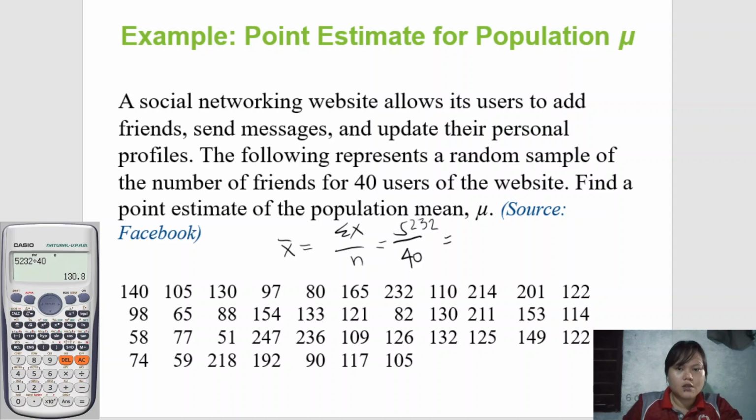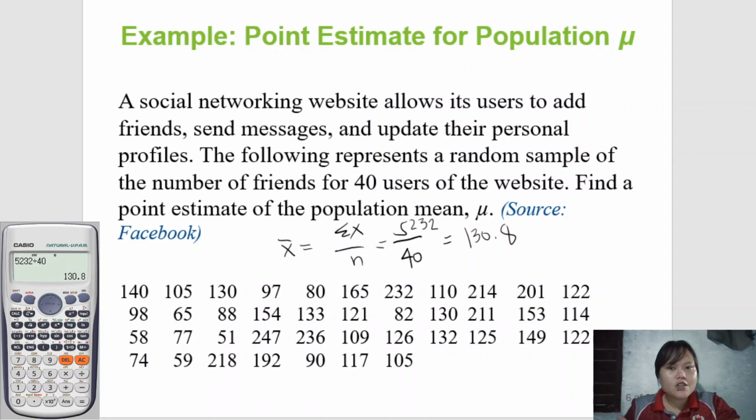130.8. So that's your point estimate for that problem. Therefore, you can say that the mean number of friends for the 40 users of the website would be 131, almost 131.